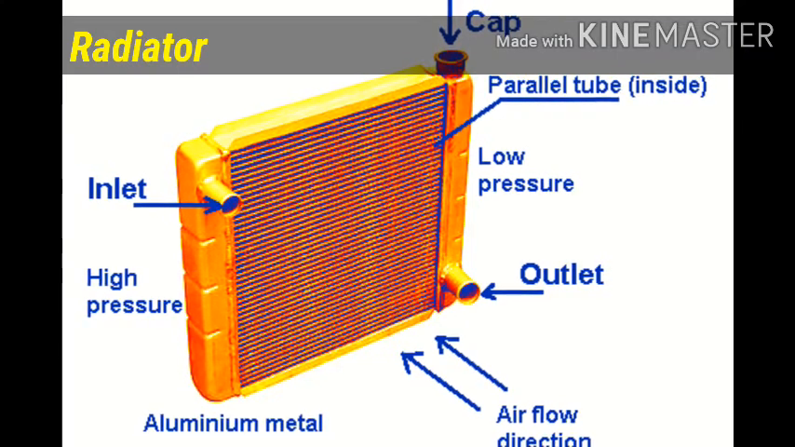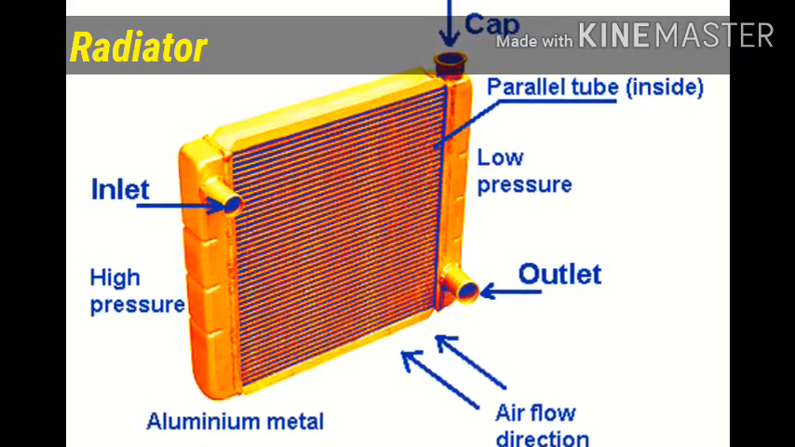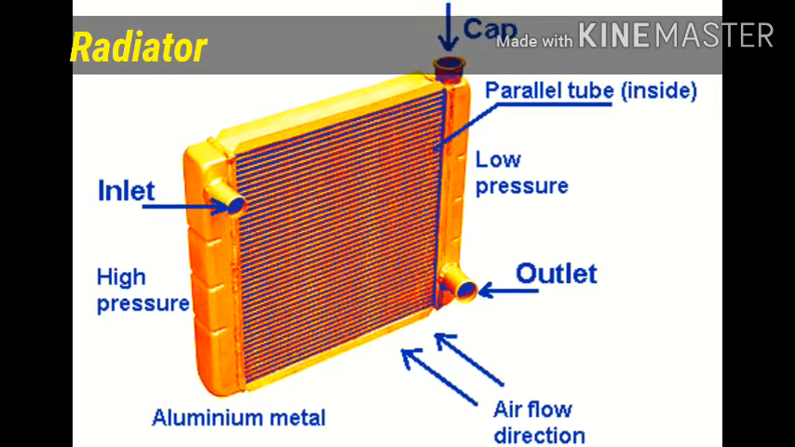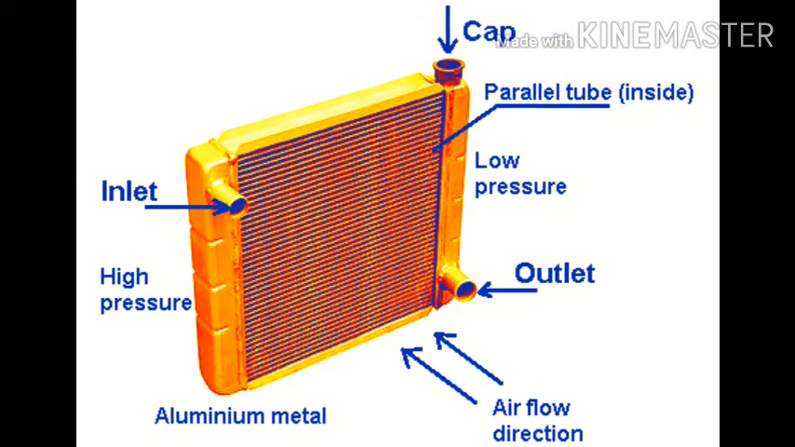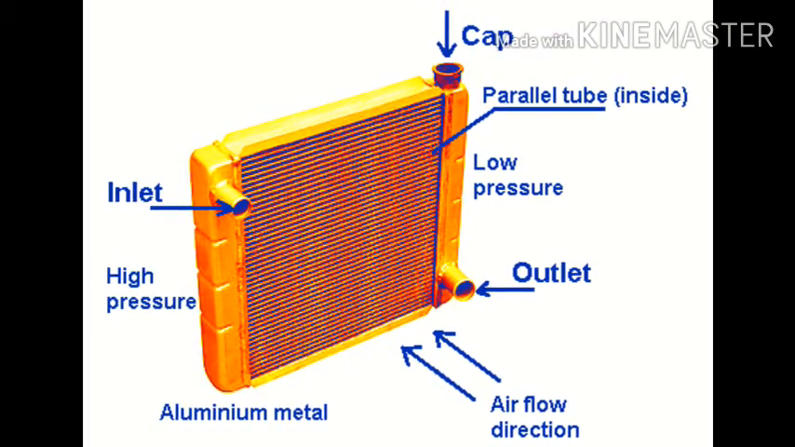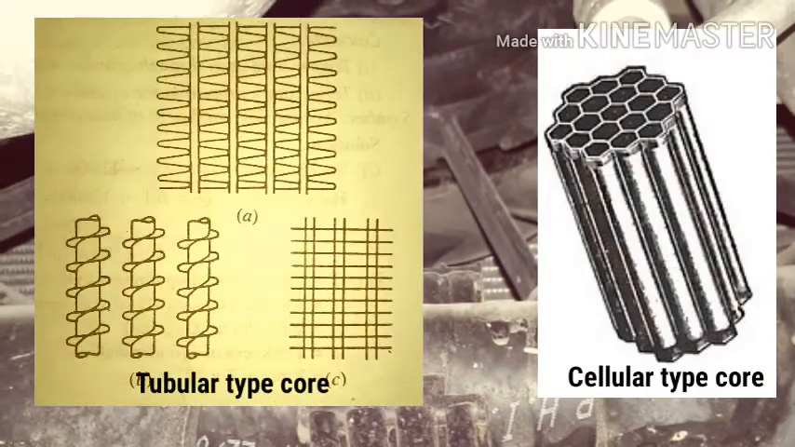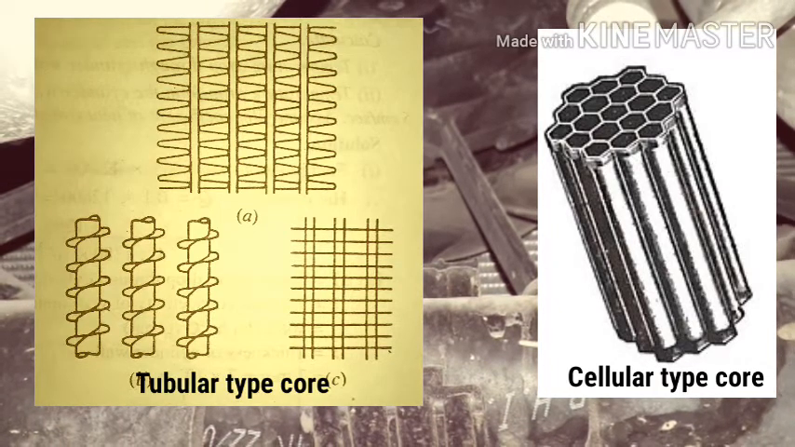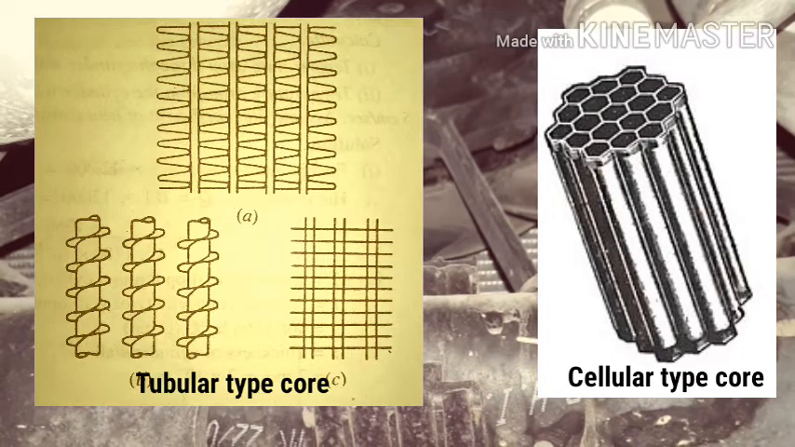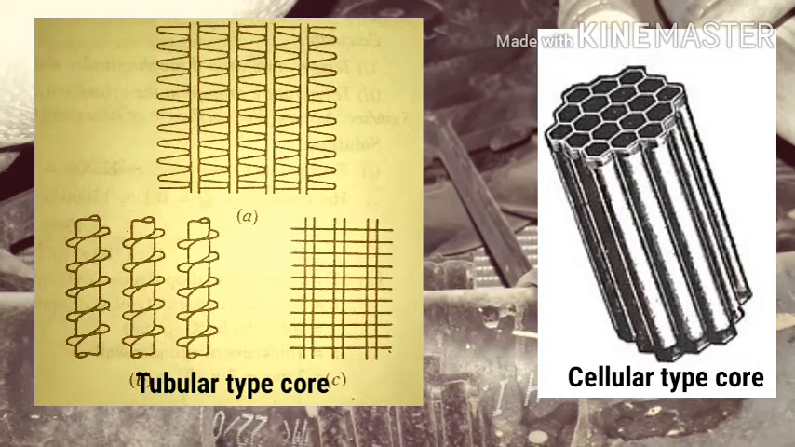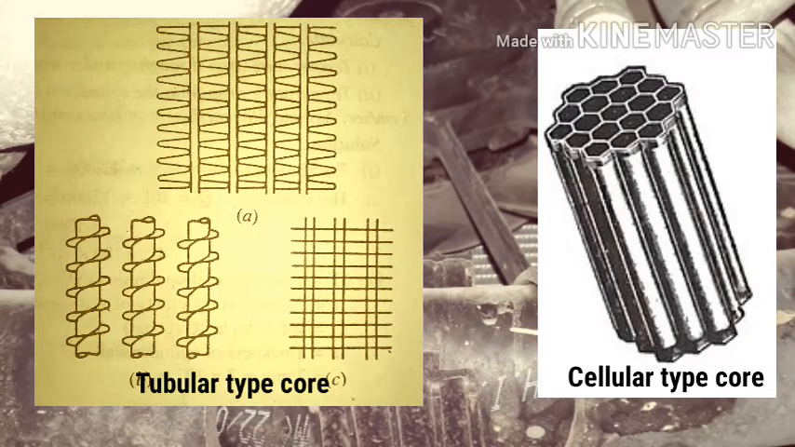Hot coolant from the engine enters the radiator at the top and is cooled by the cross flow of air while flowing down the radiator. The coolant collects in the collector tank, from where it is pumped to the engine for cooling. As you can see on your screen right now, there are two types of radiator cores. One is the tubular type core and another one is the cellular type core. In the tubular type core, the coolant flows through the tubes and air passes around them.